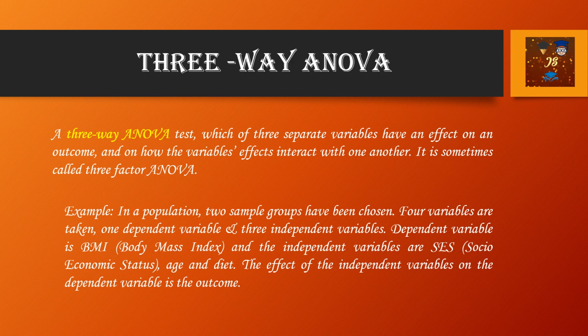So the main difference between the one-, two- and three-way ANOVA is the increment of the independent variable. In the one-way ANOVA, we took only two variables. One is the dependent variable, another one is the independent variable, if you can recall. In case of the two-way ANOVA, we have included another independent variable, and in case of the three-way ANOVA, we have included another independent variable.